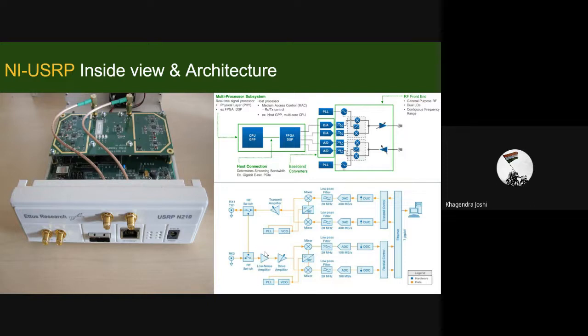LabVIEW is installed in the host PC, so a good configuration system will help you a lot in coding and running a program in a faster way, right? All the processing part is taken care of by the host PC. Then the data is fed to the USRP through an Ethernet cable, right? On the USRP you have an FPGA, right?